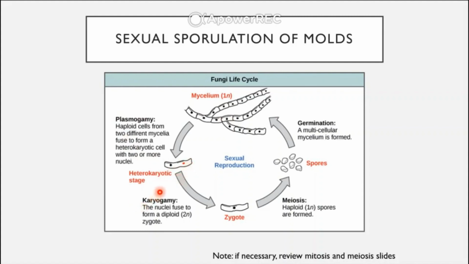And this heterokaryotic stage is followed by karyogamy, where the nuclei fuse together to form a diploid or 2N zygote. And here's the zygote right here, and we see it has now a single nucleus. And from this step here, meiosis takes place, which then forms our haploid 1N spores, and this process repeats again.